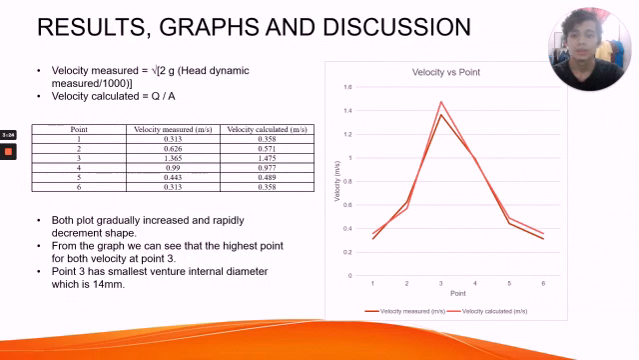From the data, we can see that the graph increased gradually and then decreased rapidly. The highest point of the graph is at point 3 because point 3 has the smallest diameter, which is 14 mm. This means that the cross-sectional area of the tube at point 3 is the smallest, causing the velocity to increase.